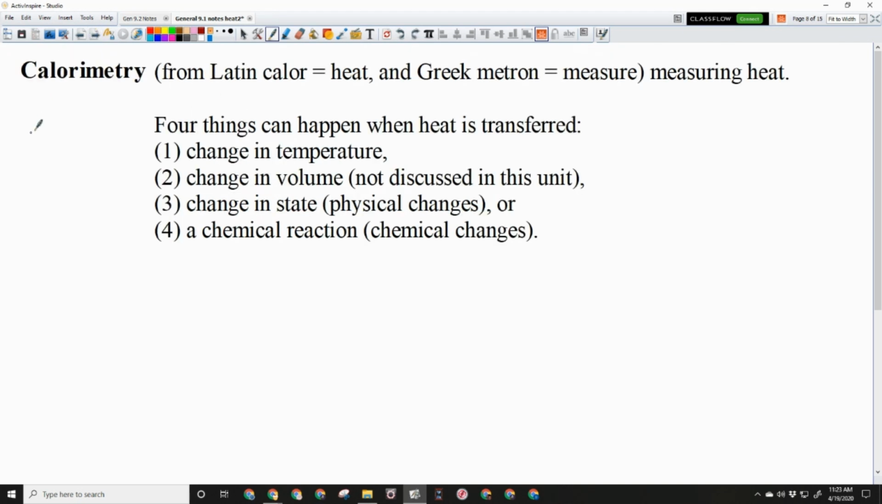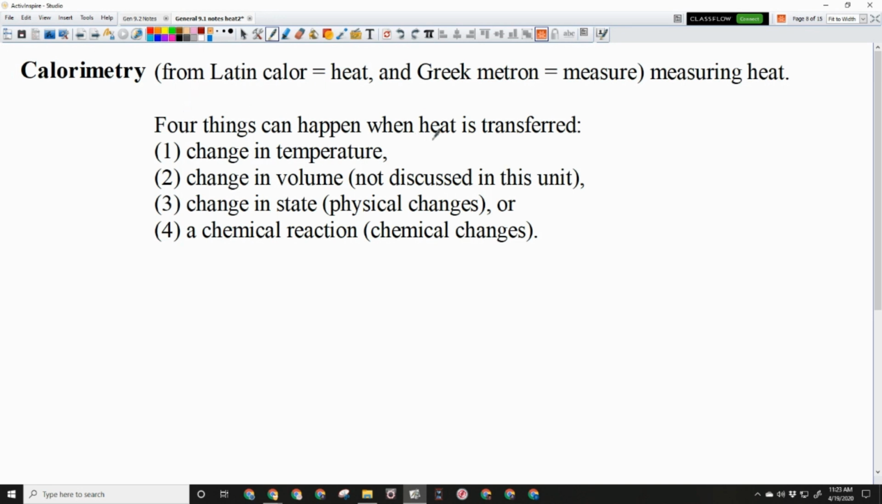So how can we use this? Well, first of all, another measure of heat is called calorimetry. This is from the Latin word calor, which means heat, and the Greek metron, which means to measure. So calories are measuring heat. Sometimes we measure the heat in our food, and that's represented as calories. How much energy can you get out of that food?